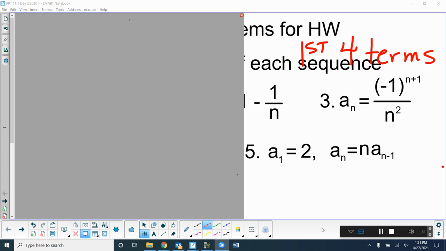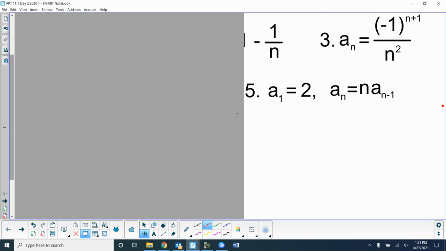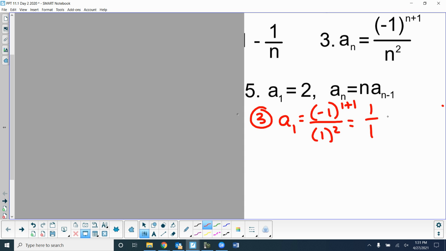All right. So, looking at number 3, giving us a little bit of room here. First term is -1 to the 1 plus 1 power over 1 squared. What is -1 to the second power? 1. And what's 1 squared? 1. So the first term is 1, right?